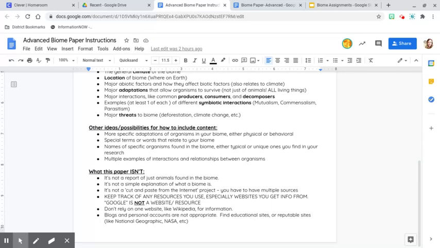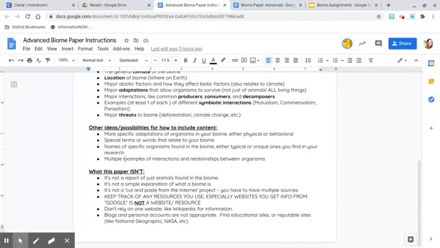Name of specific organisms found in your biome, either typical or unique ones you find in your research. So if you want to do a paragraph on the animals and how their adaptations are, you could talk about some of the more common ones or the more unique things that you find in your biome.